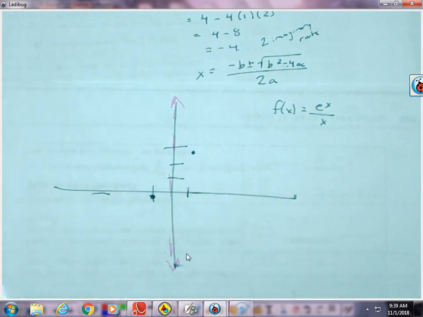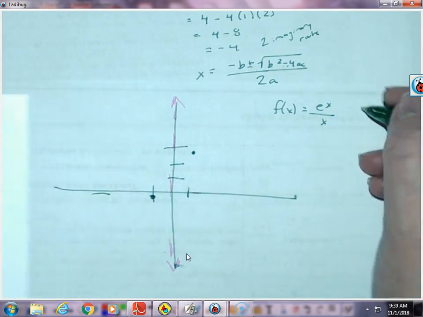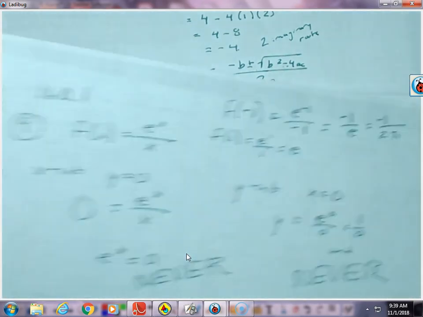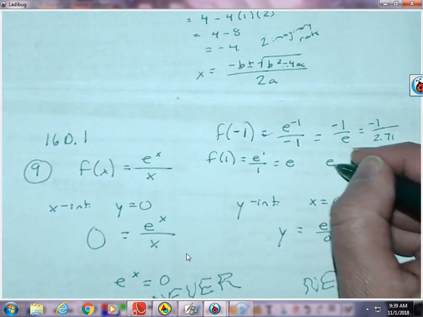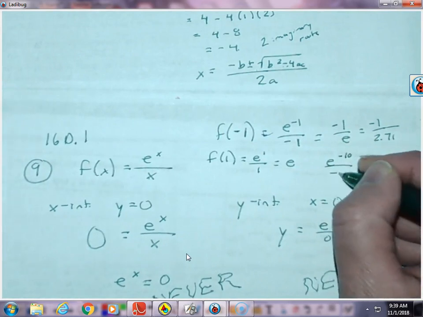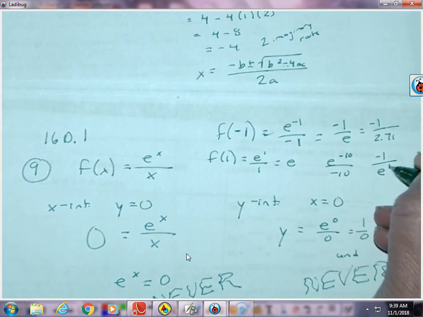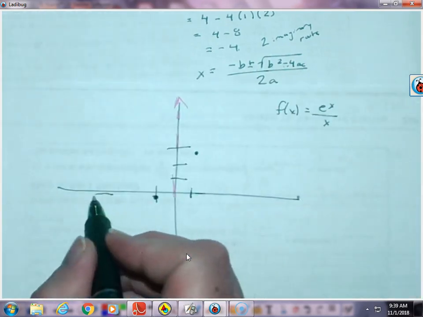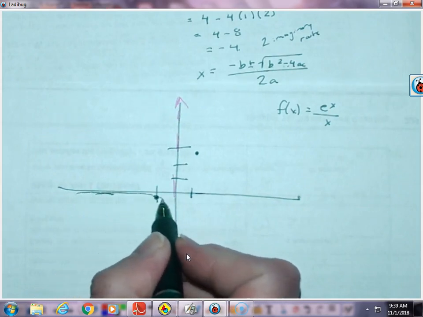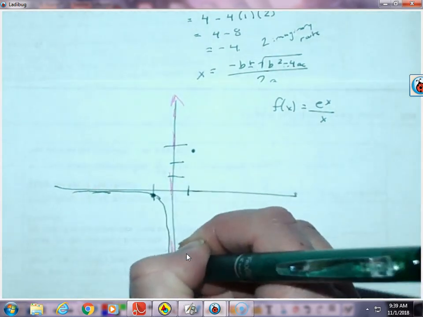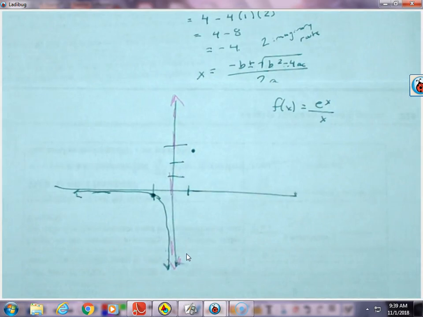What if we put in a really, really negative point, like -10? So that would be e to the -10 over -10. So it's going to be -1 over e to the 10. So it's still going to be super small. So I think it's going to go like this. We'll check ourselves in a minute.